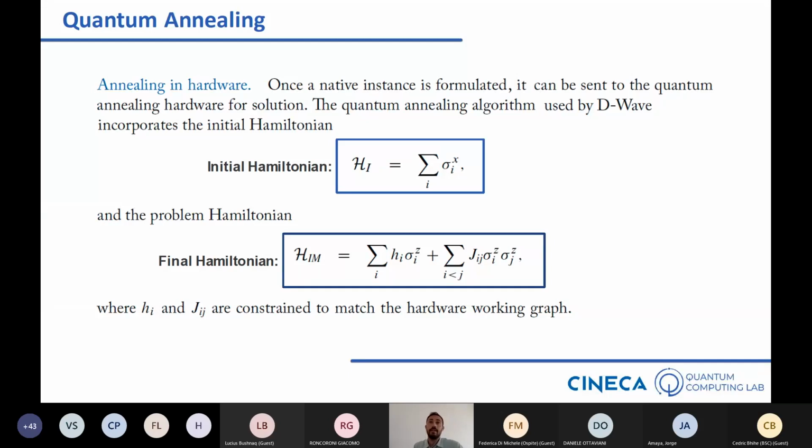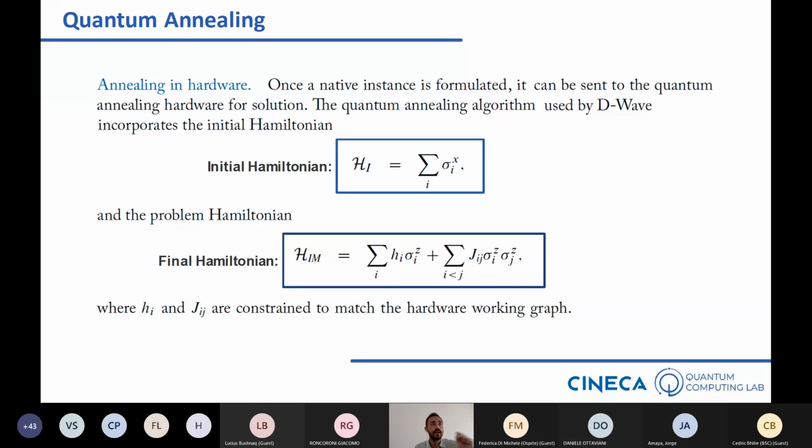In quantum annealing, or in an annealer like the one by D-Wave, the annealing algorithm can be expressed by two Hamiltonians, which describe how the system evolves in time. There is the initial Hamiltonian, describing how the annealer behaves at the beginning, and its role is to put everything in superposition. And then the final Hamiltonian, which is the QUBO problem that you want to solve.